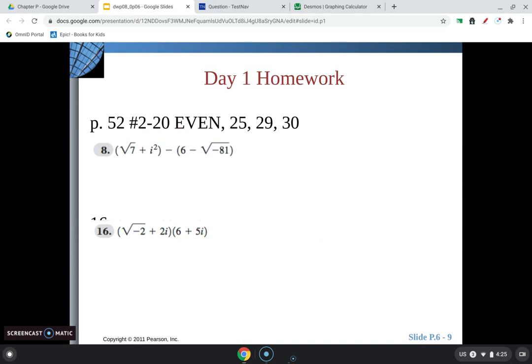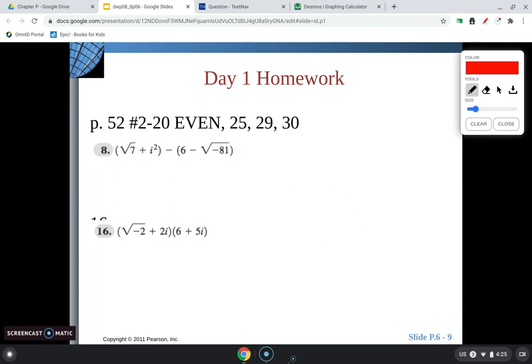Okay, let's try another one like that. This one's a multiplier. So we got to FOIL. Before we do that, the square root of negative 2 would be this i times the square root of 2. Because the square root of negative 1 is i, so leave that like that. It's plus 2i times 6 plus 5i. All right, so we got to FOIL.